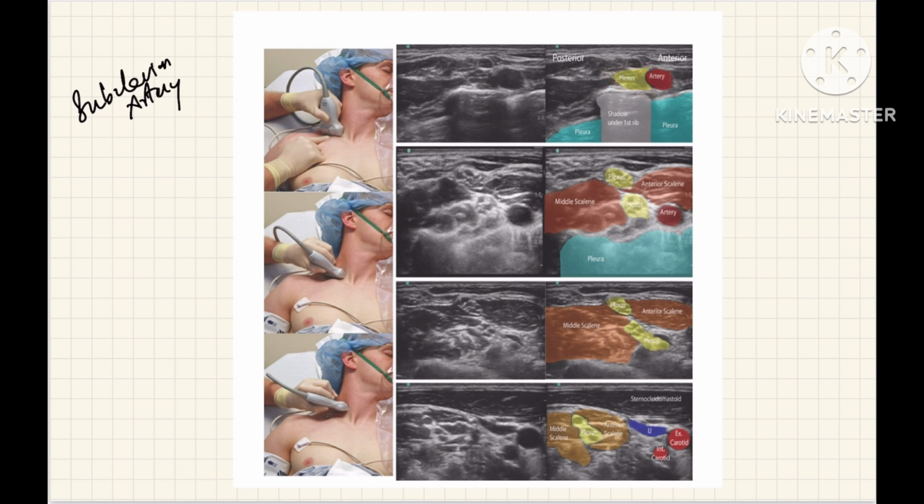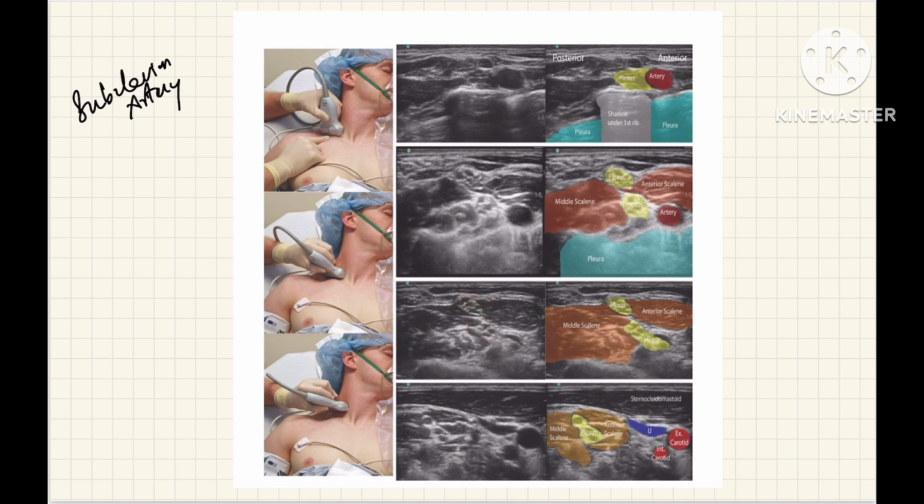Lateral to the subclavian artery we can see the plexus as a bunch of grapes, and we can also see the anterior and middle scalene muscles. We trace the probe in the upward direction so that we lose the artery and can clearly identify the anterior and middle scalene muscles with the plexus dividing. As we move the probe towards the C6 level, we can see the anterior scalene and middle scalene muscles with the plexus. These are the C5, C6 and C7 plexus.